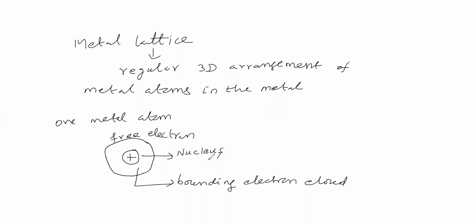Now we are considering this free electron. You are saying only one metal atom. That means you have not understood. Okay, we'll see again. Now this electron we are saying is free. Free in the sense of what? Is it bounded? We'll see what is meant by free and what is meant by bounded.